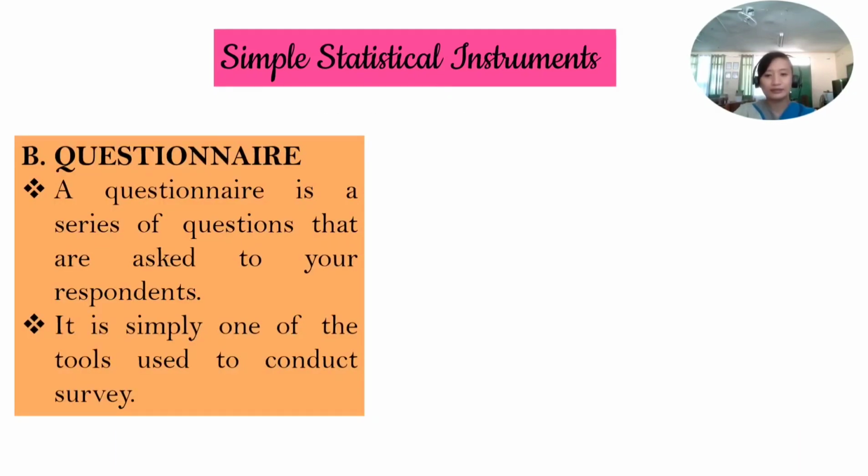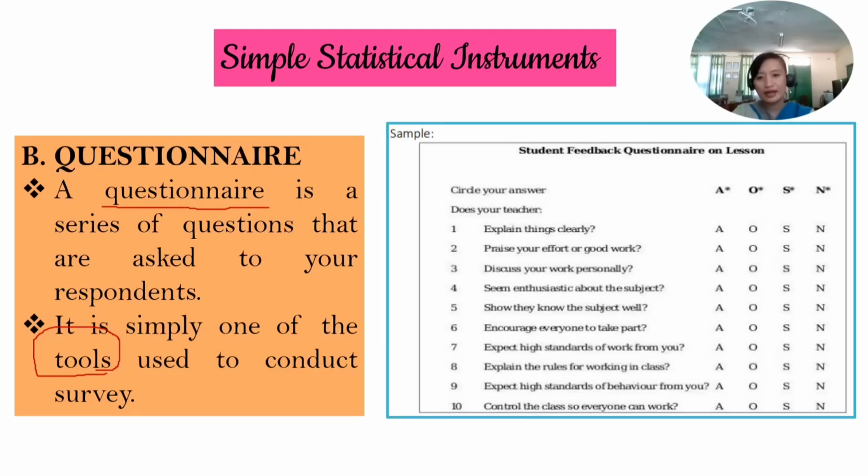And the other type of statistical instrument that we can use is the questionnaire. I know you are already familiar with the questionnaire. It is a series of questions that are asked to your respondents. It is simply one of the tools used to conduct a survey. Usually this is a printed copy, and then there are a series of questions that the respondents have to answer. Here is an example.